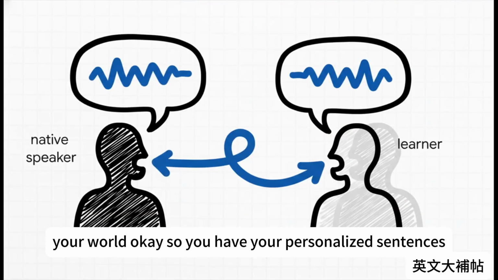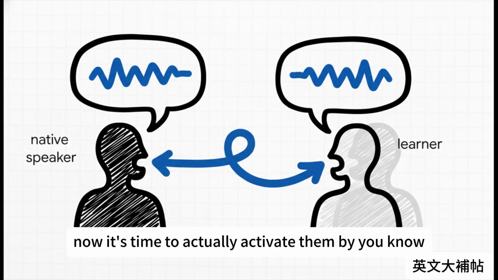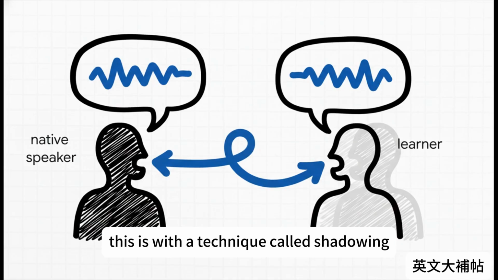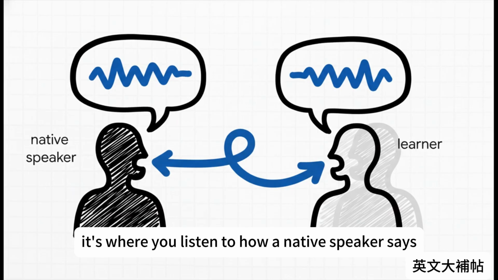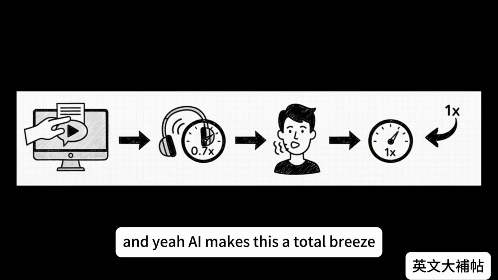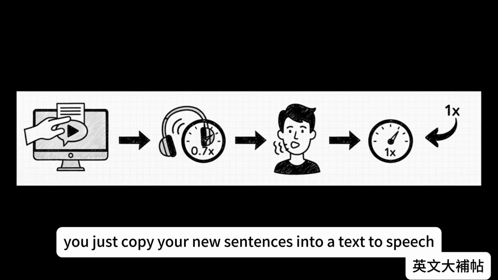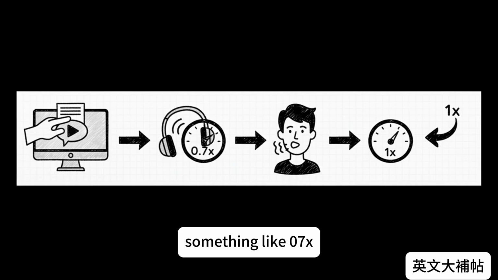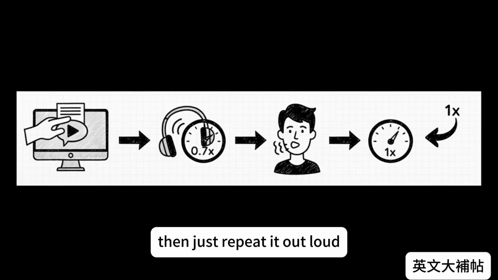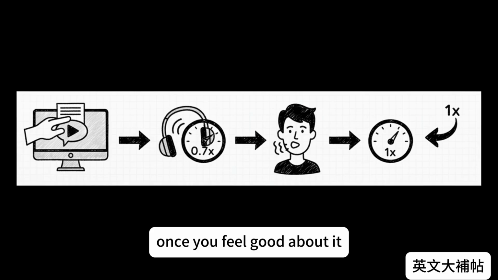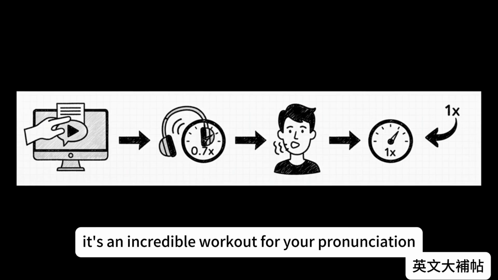Okay, so you have your personalized sentences. Now it's time to actually activate them by speaking. And the absolute best way to do this is with a technique called shadowing. It's where you listen to how a native speaker says something and you try to copy them perfectly. And yeah, AI makes this a total breeze. You just copy your new sentences into a text-to-speech site, listen to the audio, but start at a slower speed, something like 0.7x. Then just repeat it out loud. Try to match the rhythm, the pronunciation, everything. Once you feel good about it, bump the speed up bit by bit until you're at normal speed. It's an incredible workout for your pronunciation.